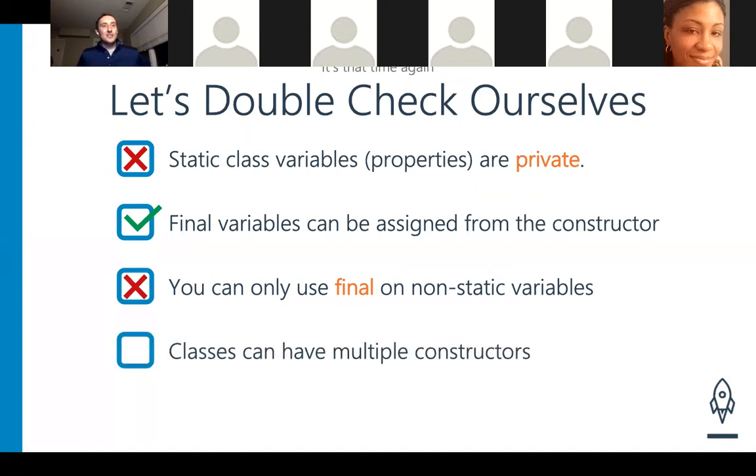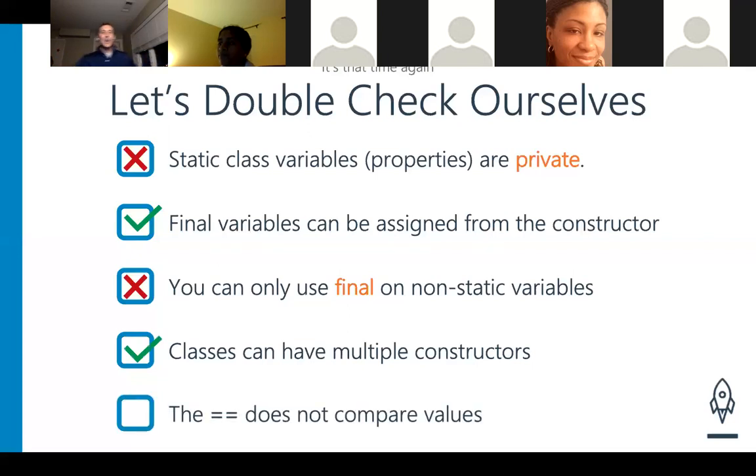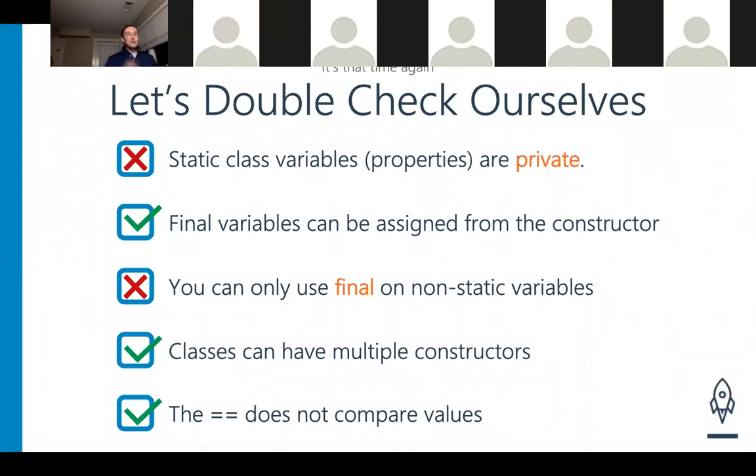Classes can have multiple constructors. True. What is that called? Bonus points. Overloading. Very good. The double equals does not compare values. False. I think it's true. True. Yes, it's true. They don't compare values. They compare what? Memory references, memory locations. Where do each of these things we're comparing live? Where are their homes? Not necessarily the values.